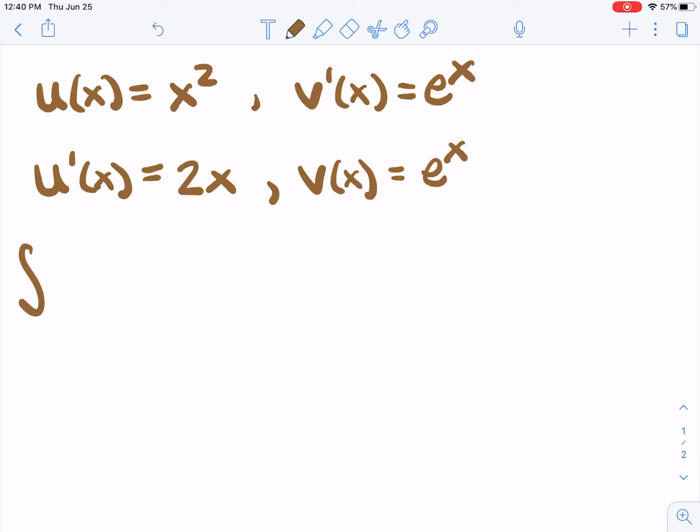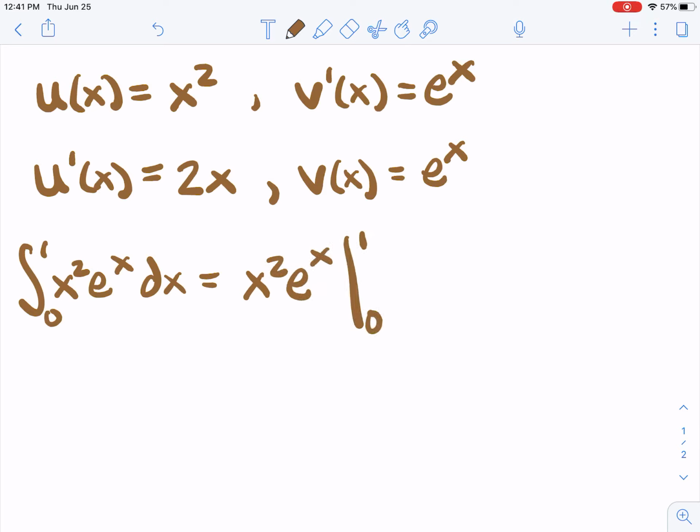So our original integral, x squared e to the x dx from 0 to 1, is u times v. So x squared e to the x. Now with endpoints of integration, I can put those in now. Minus the integral from 0 to 1 of u prime times v. So that's 2x e to the x dx.